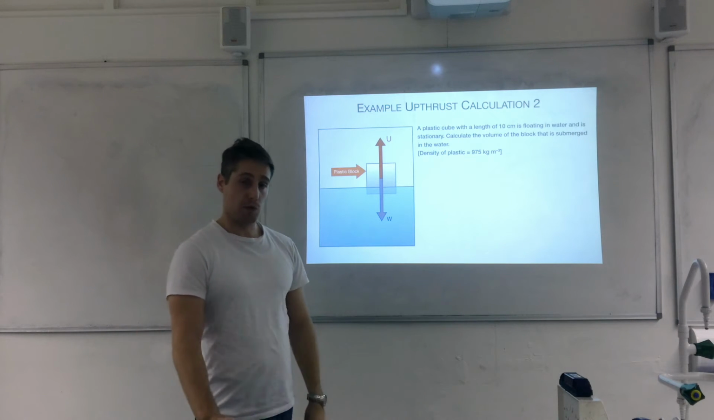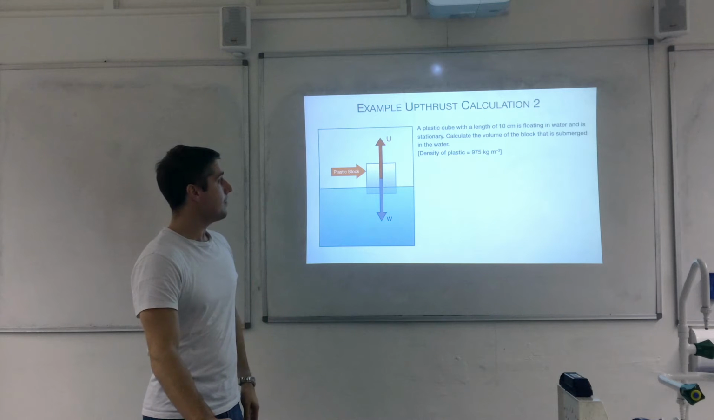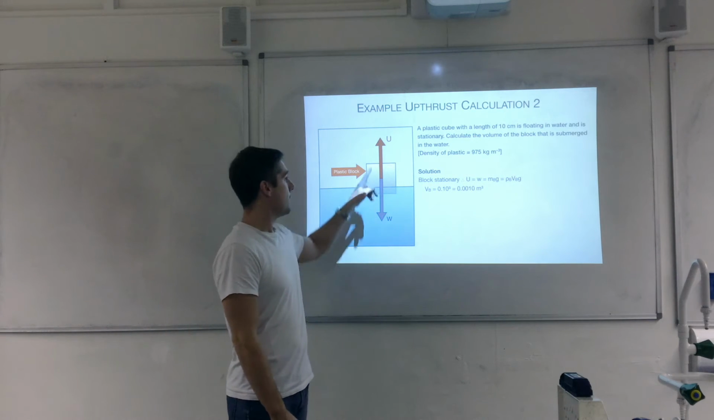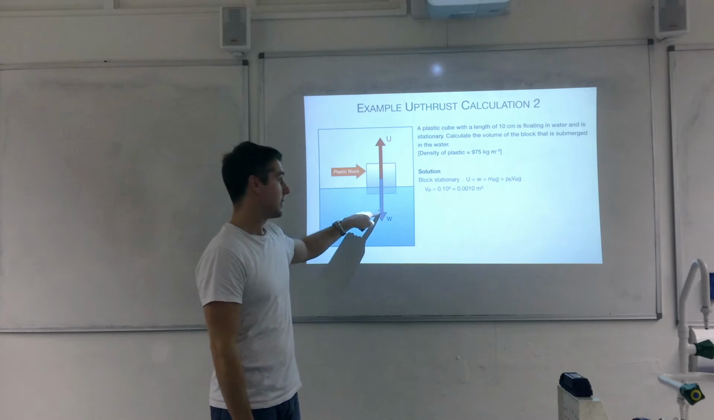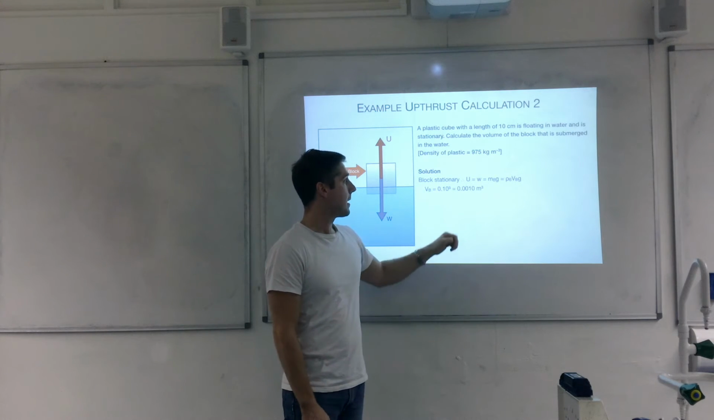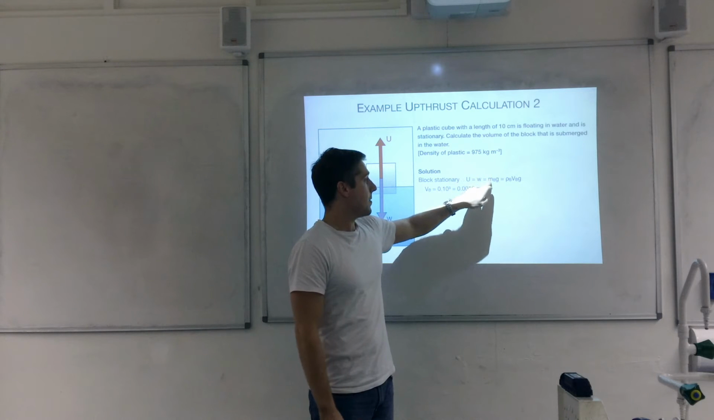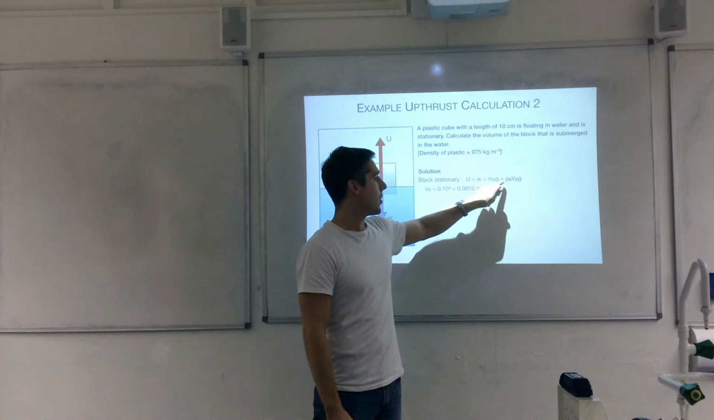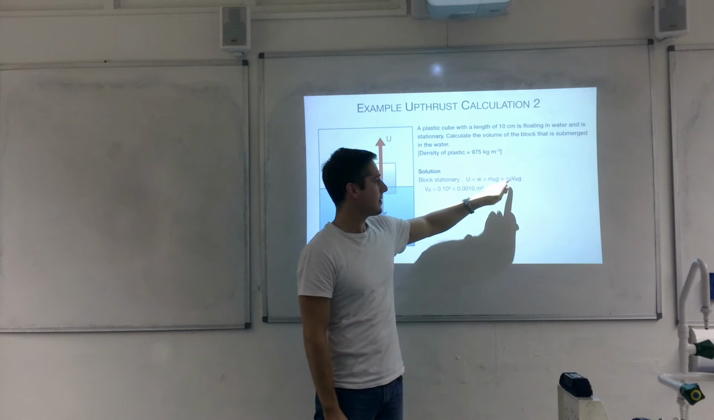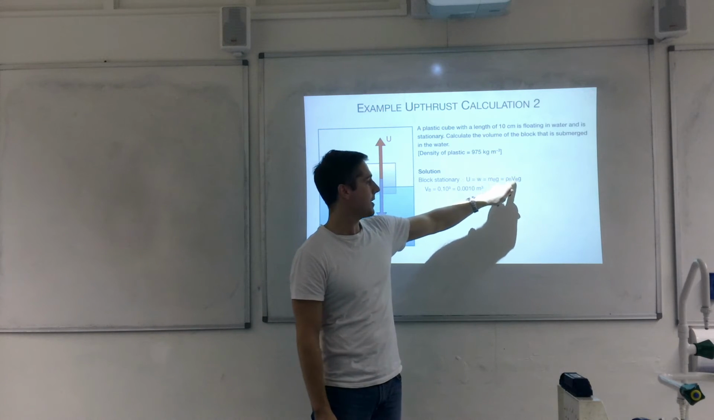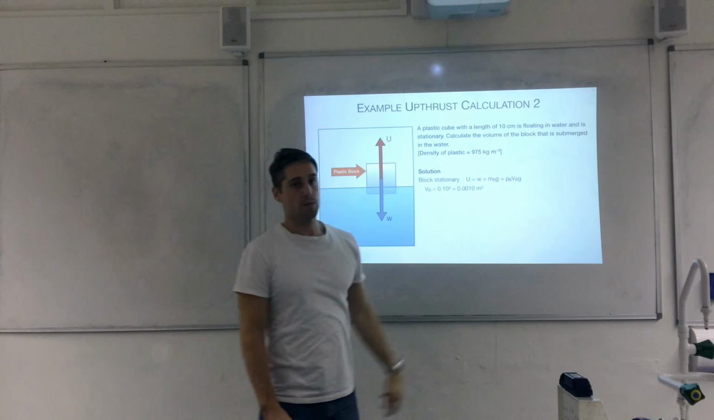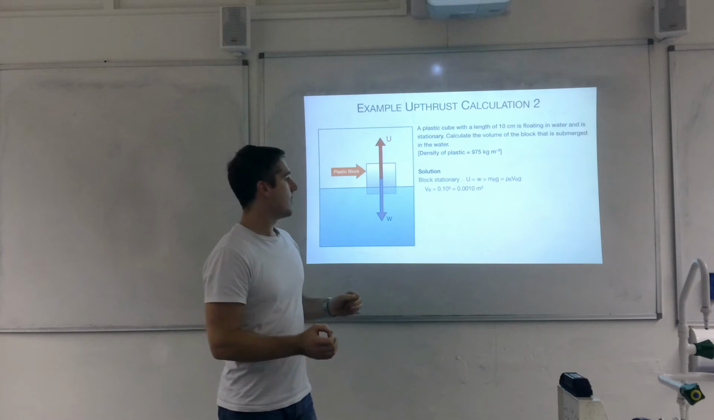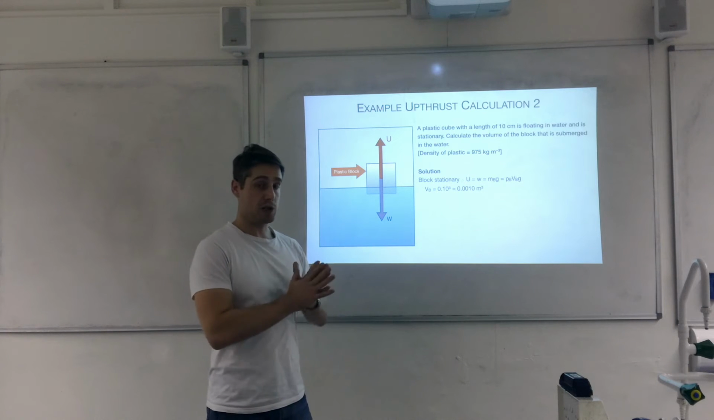Here's the solution to question 2. Firstly, the block is stationary, so the upthrust equals the object's weight, the plastic cube's weight. The mass of the block times g is equal to the weight of the block. So then I can say the density of the block multiplied by its volume multiplied by g is equal to the weight. I need to do another conversion and a calculation here.